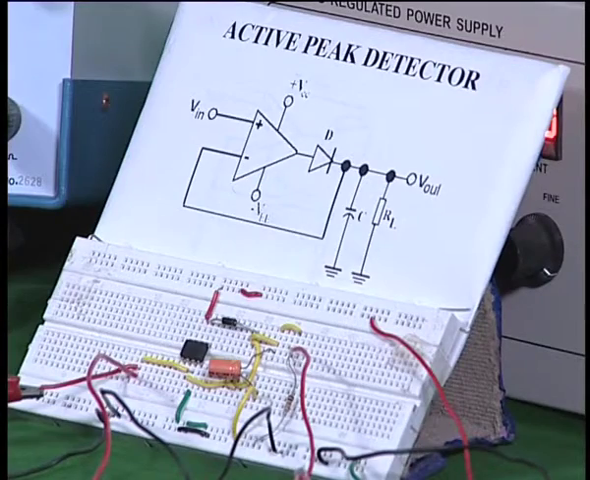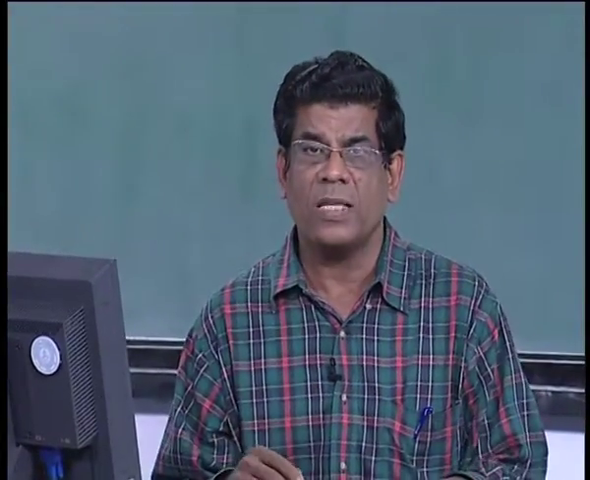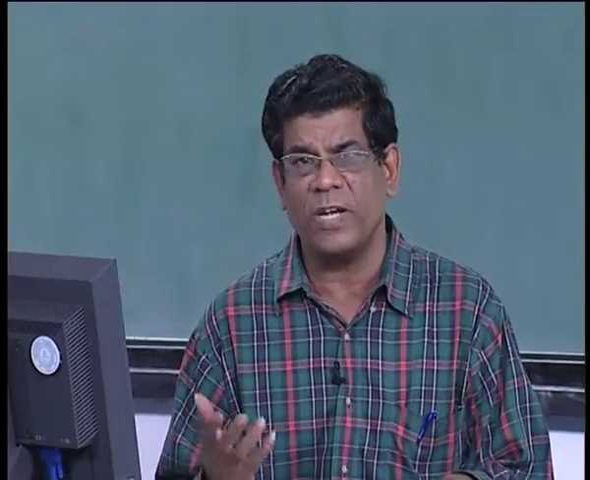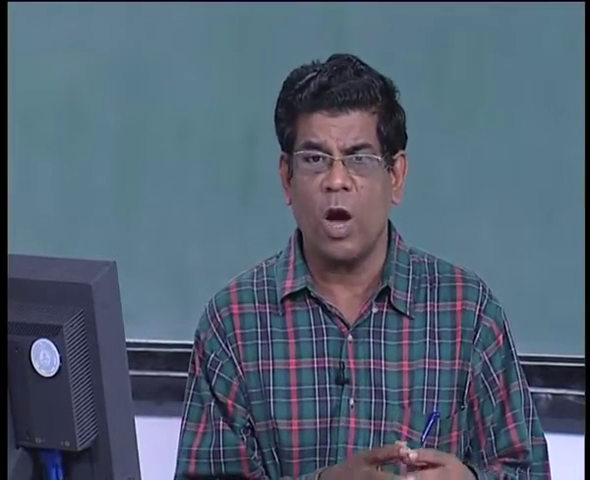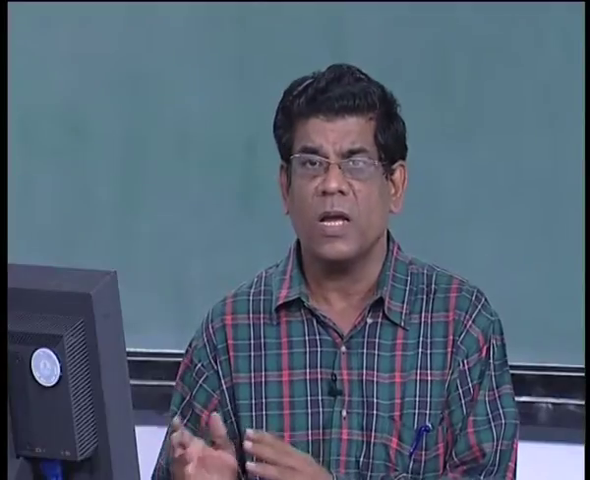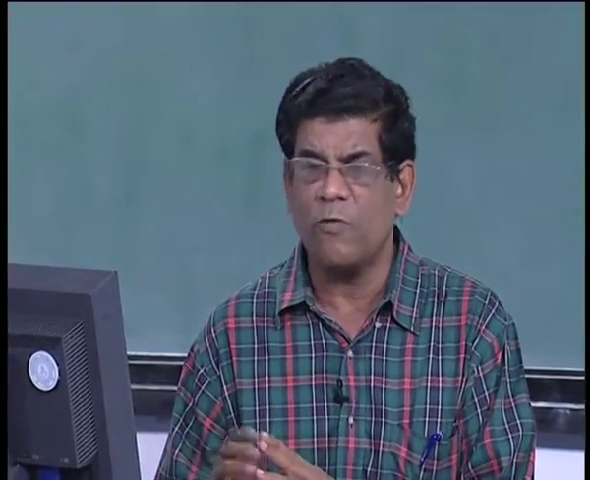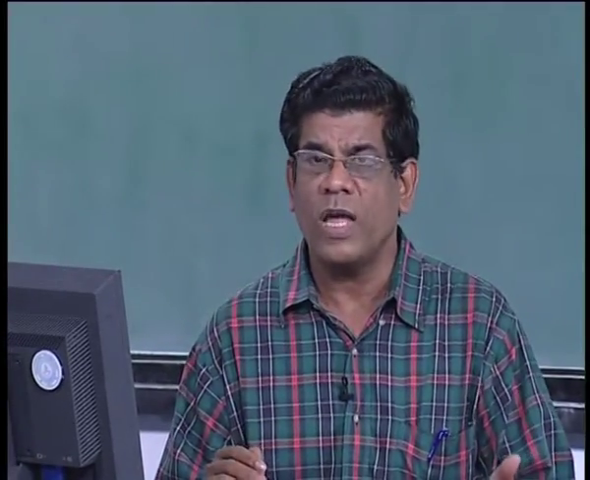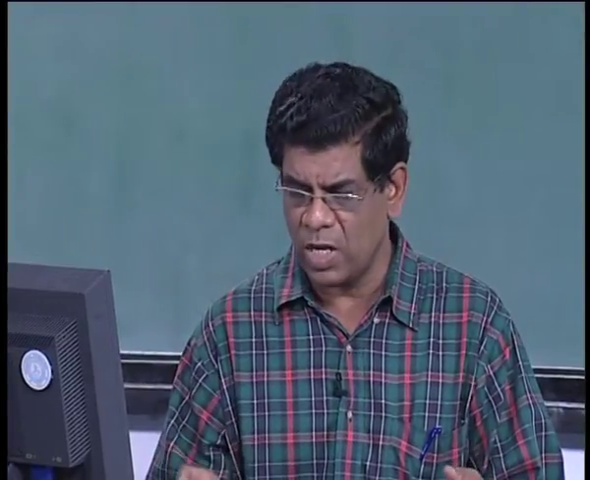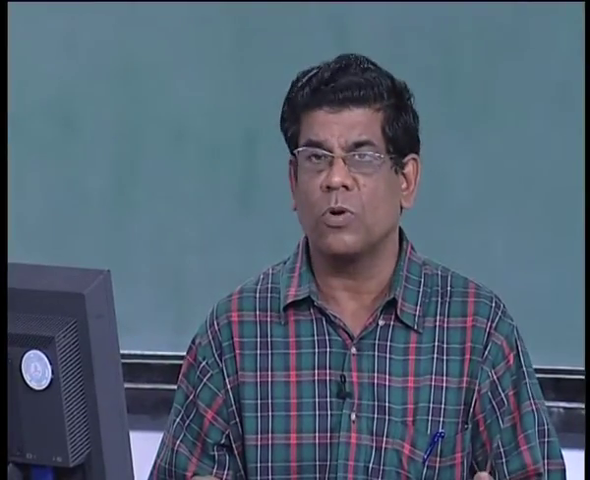So, we have seen 3 different circuits so far. One is a basic precision diode or a half wave rectifier, and then we also saw a full wave rectifier, how a half wave rectifier along with a summing amplifier can be constructed to give a full wave rectifier. We also saw a peak detector by using a capacitor at the output.